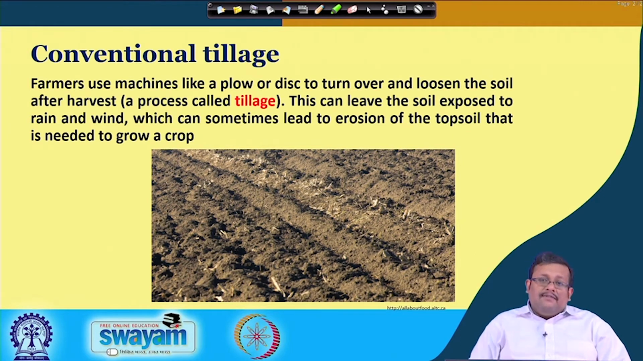Generally in conventional tillage, we use different types of implements or equipment for making the soil more loose, or in other words to decrease the bulk density of the soil, so that the favorable physical condition for the growth of the crop is maintained. There is more aeration and more air and water movement. These are the reasons farmers generally go for conventional tillage. However, conventional tillage has a limitation: it exposes the soil, which is then subjected to different types of wind and water erosion.